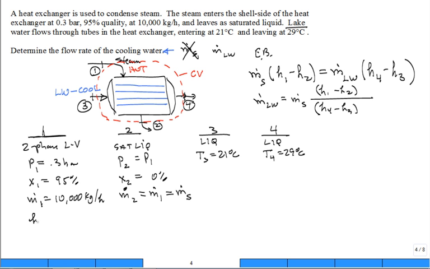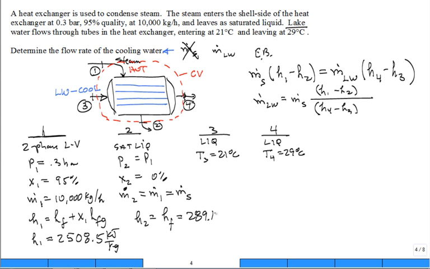All right, H1. How do I get H1? Is it the H of F plus the quality times HFG at that 0.3 bar? Yeah. And so we calculate the enthalpy at state 1. It's 2508.5 kilojoules per kilogram. What about H2? Saturated liquid. So is it H of F at that pressure, which comes in at 289.23 kilojoules per kilogram.